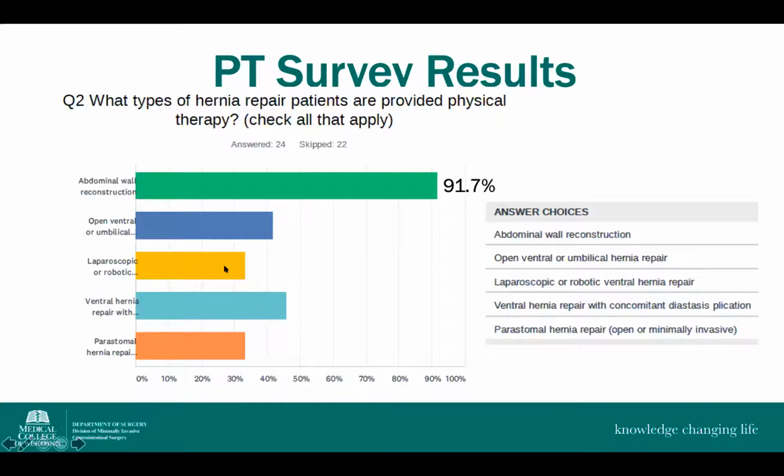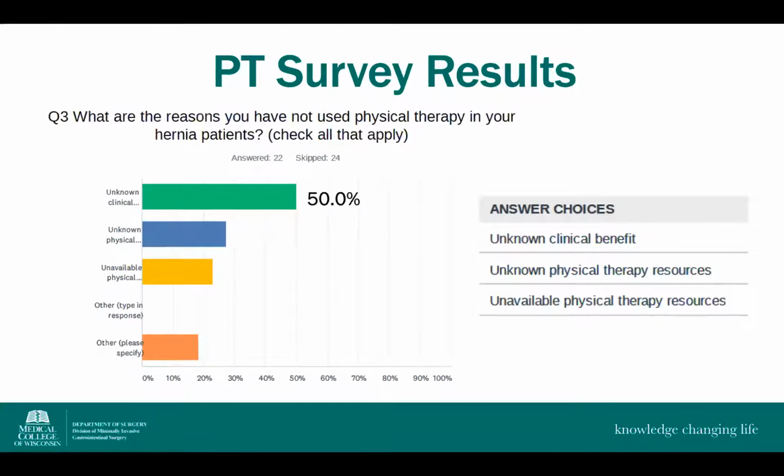And any sort of MIS hernia repair is a little bit lower, around 30%, kind of tied here with peristomal. But overwhelmingly, the vast majority of those surgeons who provide physical therapy to their patients are doing so for abdominal wall reconstruction. So then we were curious, well, what are the reasons for those who have not used physical therapy? Why are they not using it?